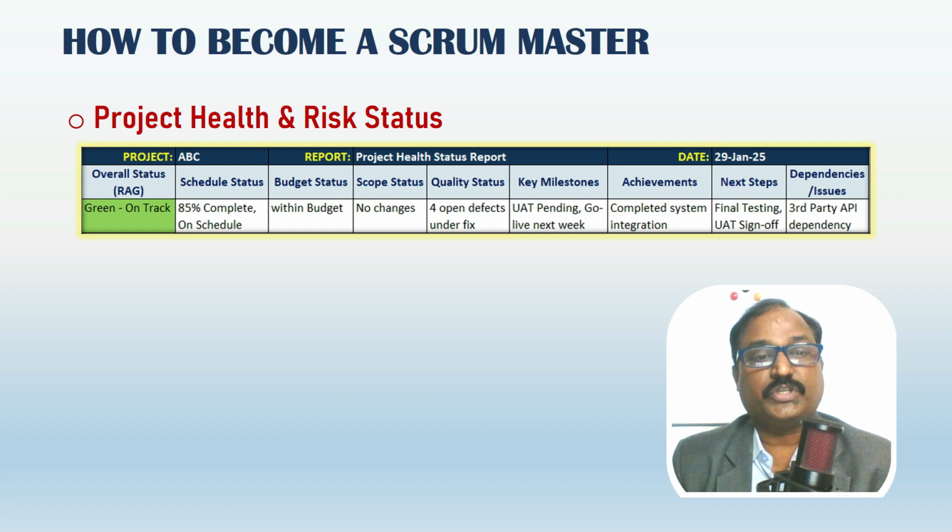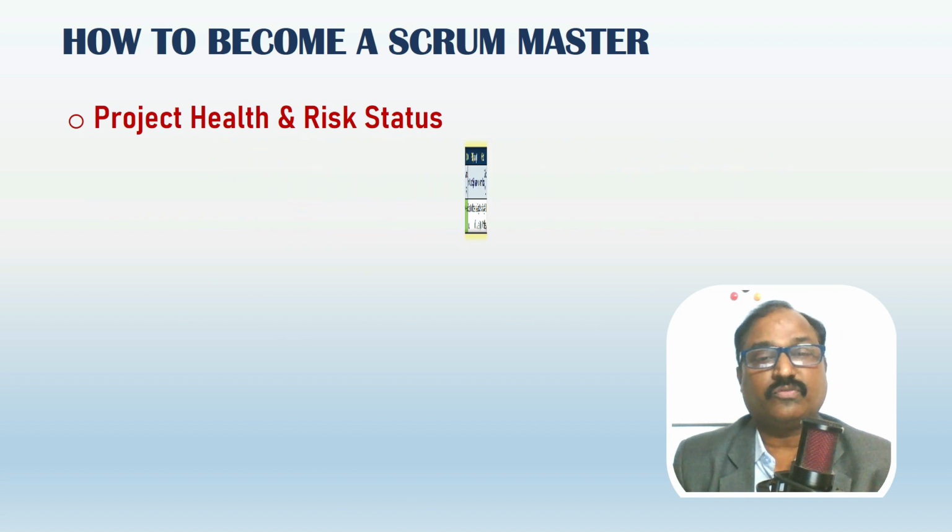Key milestones: we show here the status of the key milestones like completed, in progress, delayed. Achievements since last report: we mention key accomplishments here. Next steps: planned activities to complete in the coming days. Dependencies: internal or external dependencies that impact the delivery. You can also create charts to showcase the important areas in visual format.